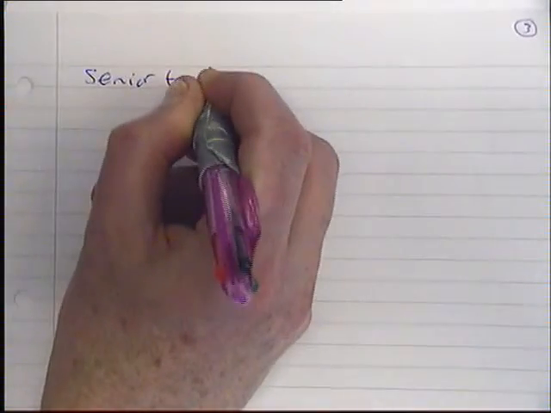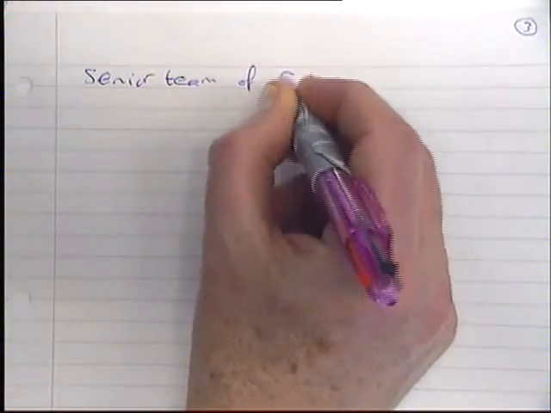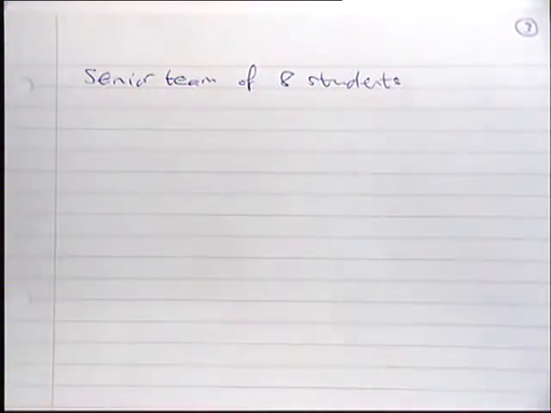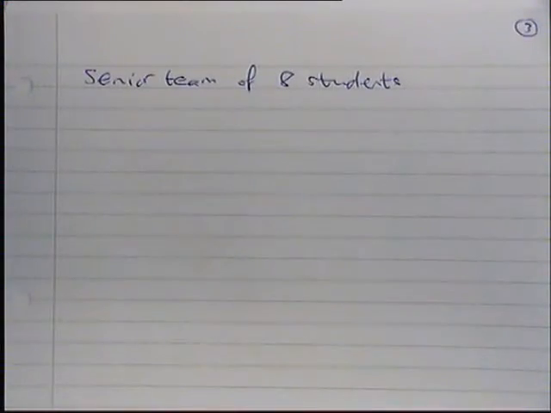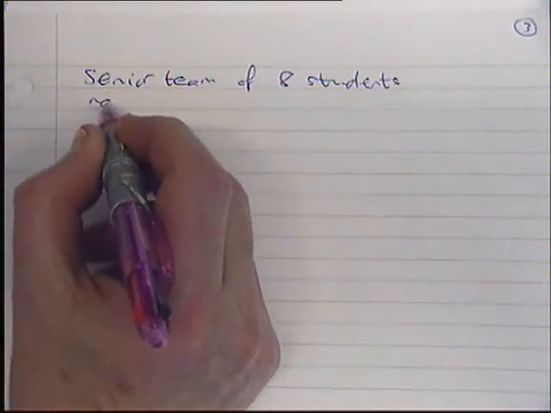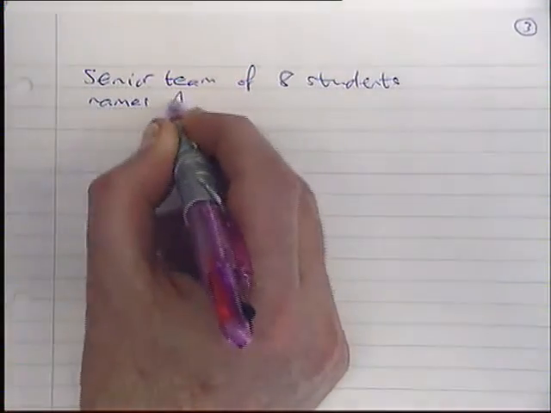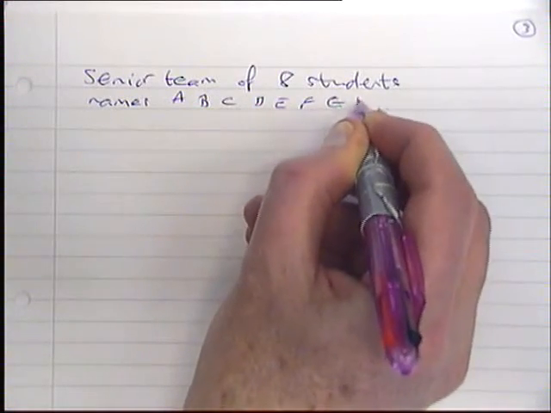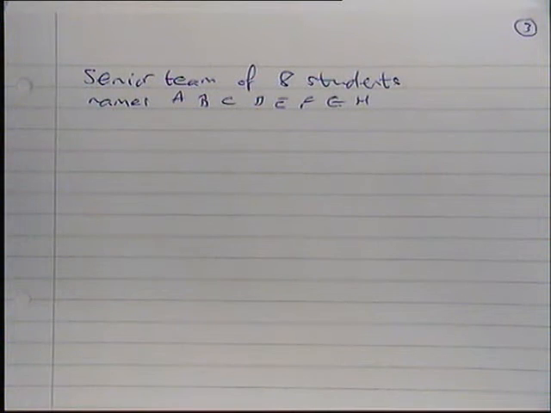So the next example we are going to make up a senior team of 8 students. Is this relevant to anybody in here at the moment? Okay. Well, actually, we're going to assume we've already got our senior team of 8 students, okay? And these students have very interesting names. They are named A, B, C, D, E, F, G, H. It's probably why they were chosen to be the senior students, because they had such convenient names.